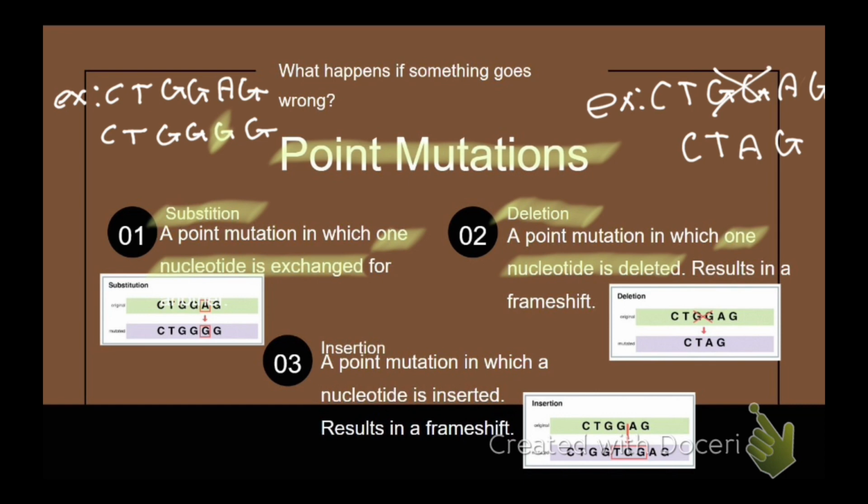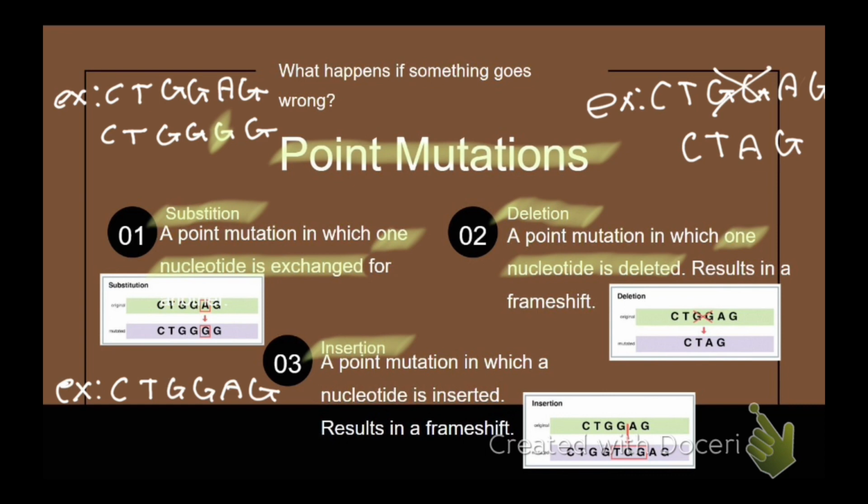Okay, and our last one is an insertion. Add something. Ignore the white box. They're harder to read. So an insertion point mutation is exactly how it sounds. You're going to insert something new. So here's an example. So if my original strand was a C, T, G, G, A, G.